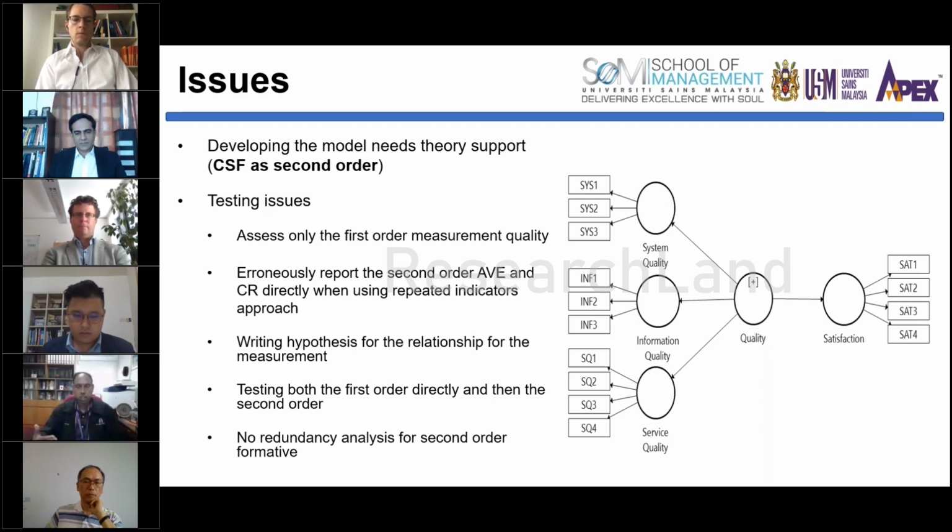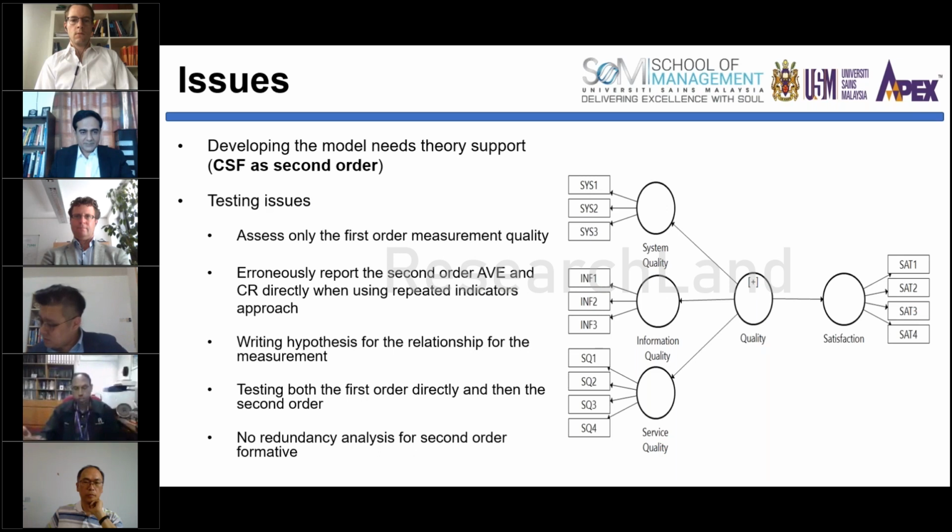Number 4 is when they develop a second order model like this, they test the first order and also the second order. This should not be done. If you want to test them as a second order, you only have quality against satisfaction. If you want to test them directly, then you remove the second order factor called quality, and you have 3 arrows going directly to satisfaction.